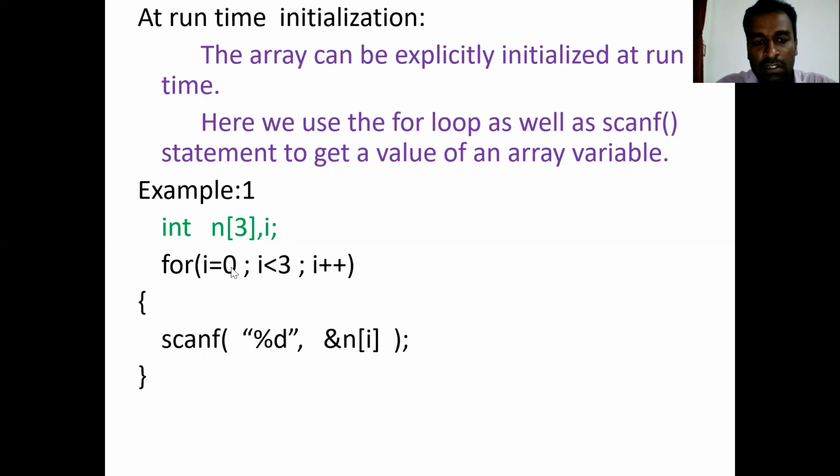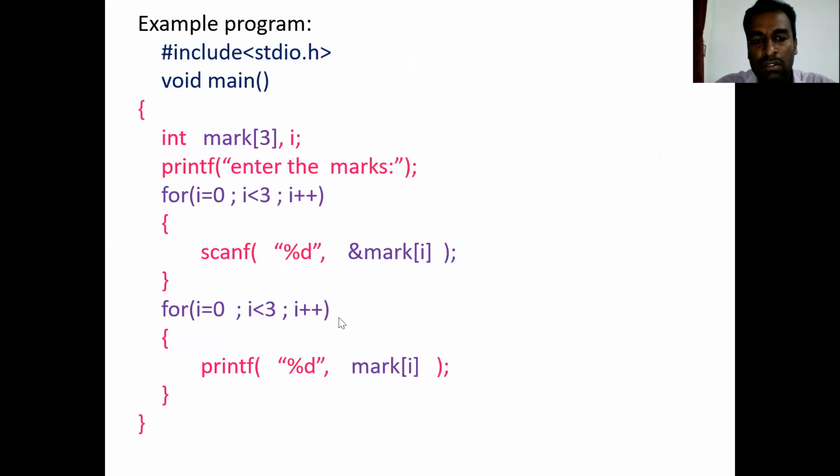Now the value of i equals 2 and it comes inside the scanf statement. N of 2, I give the input as 4. Again, the condition is false. Now n of 0 is 2, n of 1 is 3, and n of 2 is 4. So now we get the input value for the particular indexes, n of 0, n of 1 and n of 2.